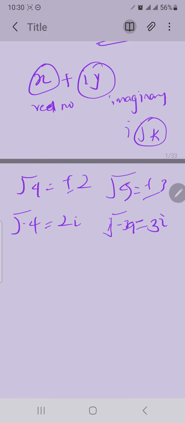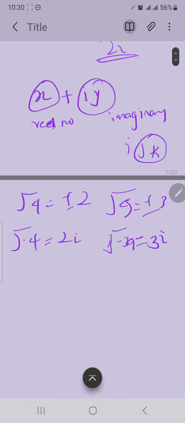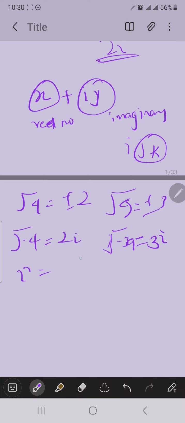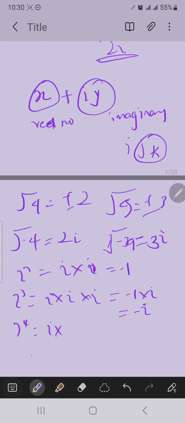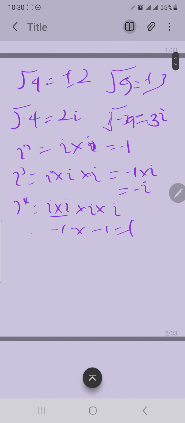It means that i squared is i times i, which is -1. So i raised to power 3 is i times i times i, so it is -1 multiplied by i, which is -i. If it is i raised to power 4, it is i times i times i times i, so -1 multiplied by -1 is equal to 1. You see how I'm doing it?